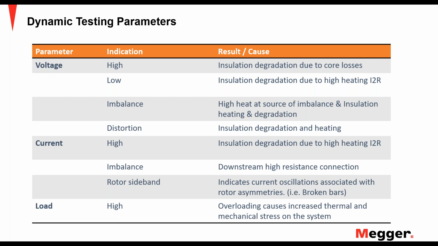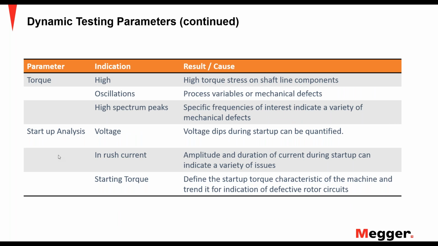It can be imbalanced. The other thing about current we look at is rotor bar sideband in the current spectrum, which would indicate current oscillations associated with rotor bar asymmetries, such as broken bars. Load can be high. Again, high overloading is going to cause the motor to draw more current and increasing the heat on that system. It also adds mechanical stress to the system, not just electrical stress.